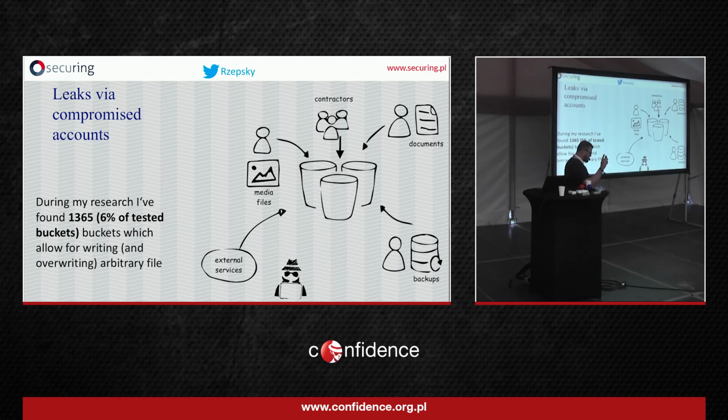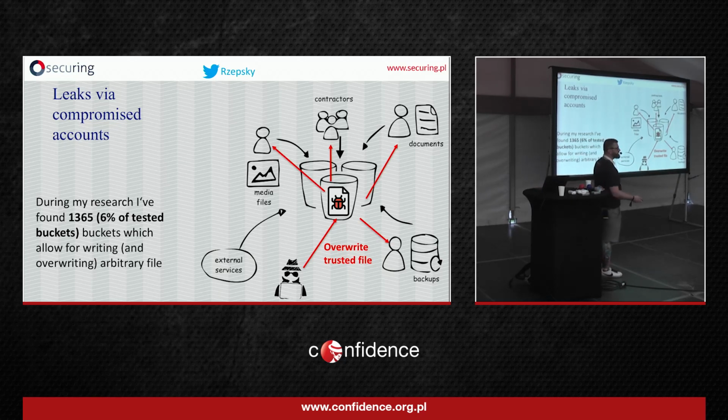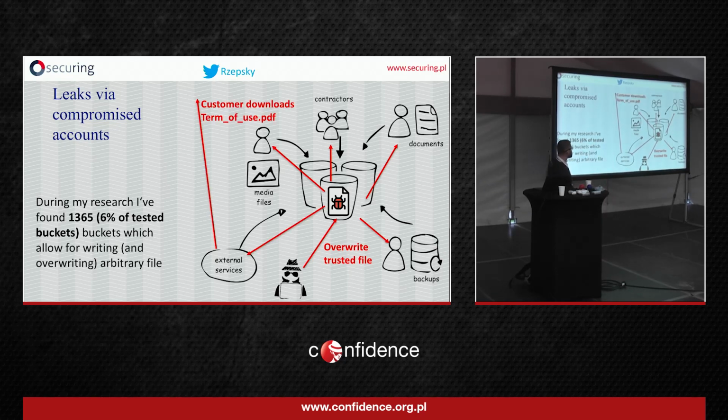So now imagine the following scenario. All the employees trust the bucket, because this is the bucket of the company, right? So if I overwrite a trusted file, then it will go to all the employees, right? So it's a great source of malware distribution. And if it is used by an external service, then it can reach your customers.